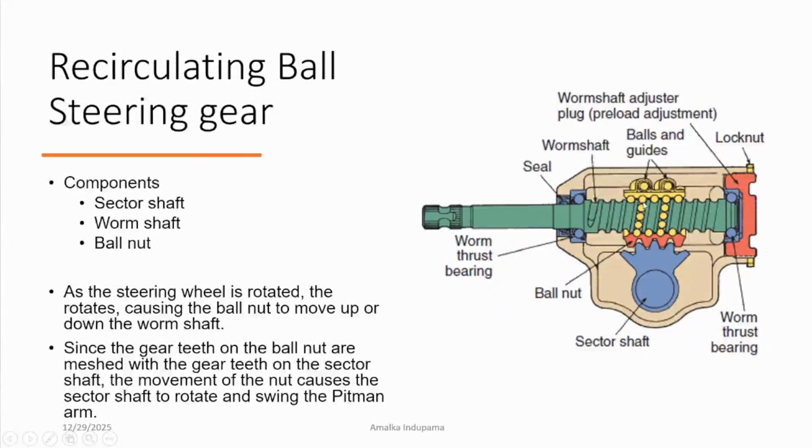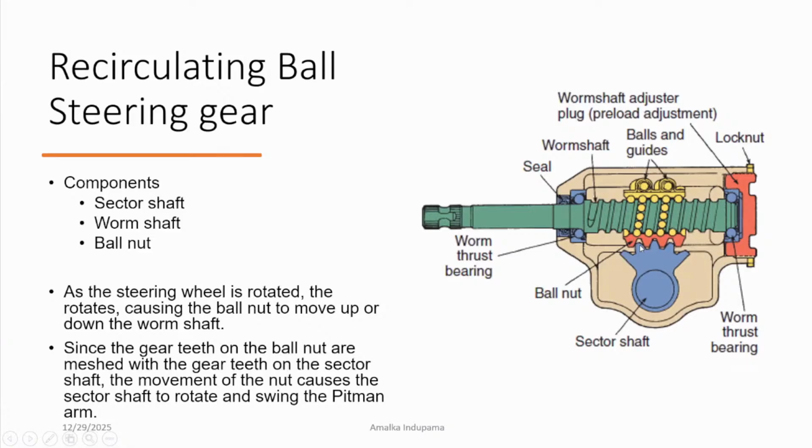What happens? So this shaft rotates, and these balls start recirculating. Then this bearing, we call it a recirculating ball bearing, will move along this shaft, right? So this is a kind of lead screw. Whenever this shaft rotates, this recirculating ball bearing will move along this shaft, right?